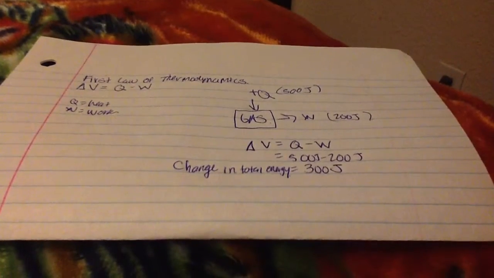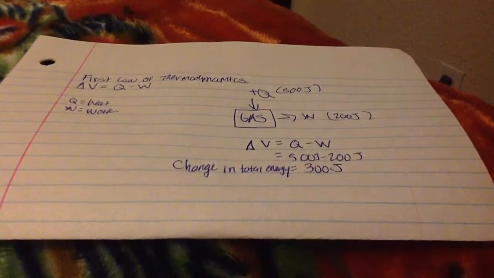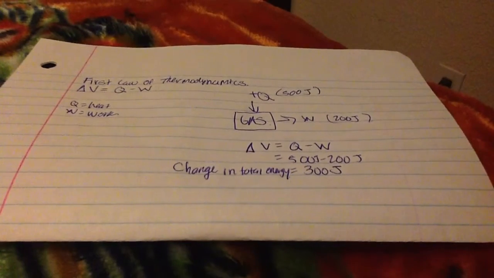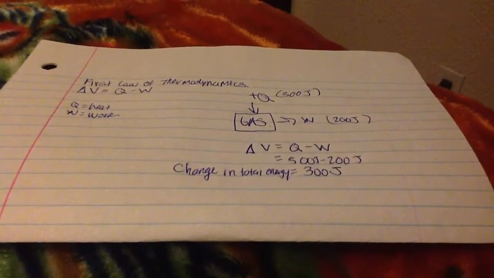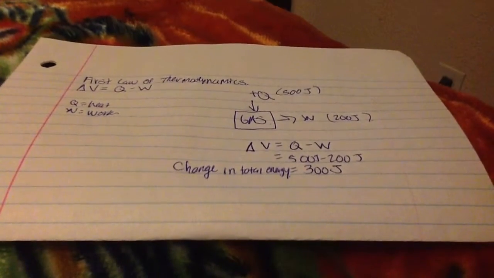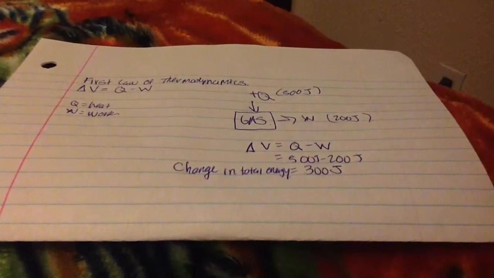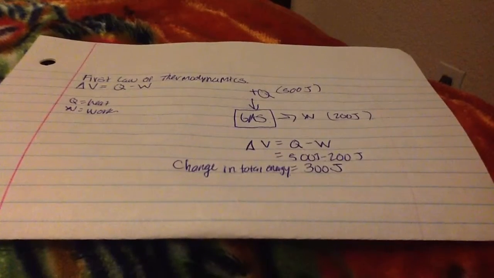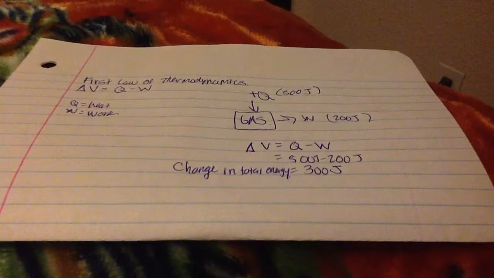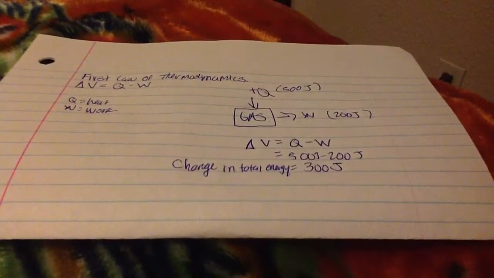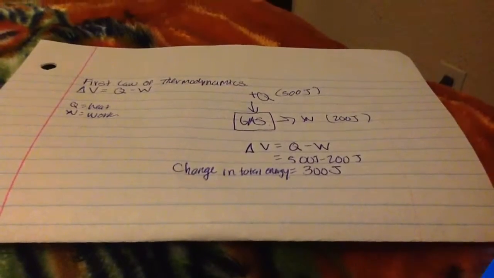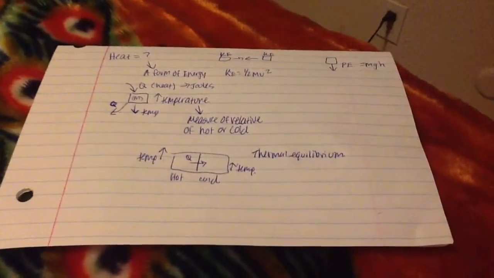So we plug it in to figure out what delta U is, because this is going to be your change in total energy. So delta U equals Q minus W. You plug in 500J because that's what Q equals, and then you subtract 200J from the 500 because that's what work is. So your total change in energy will equal 300J. So heat is a form of energy.